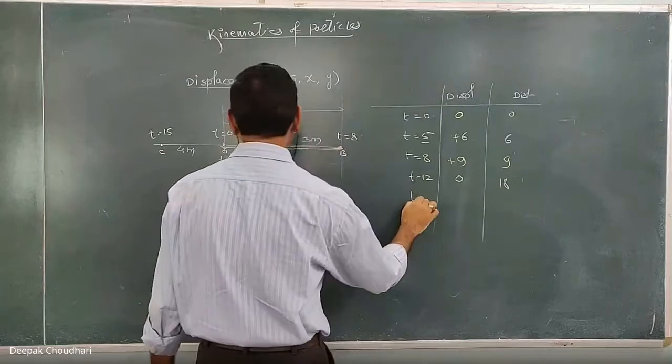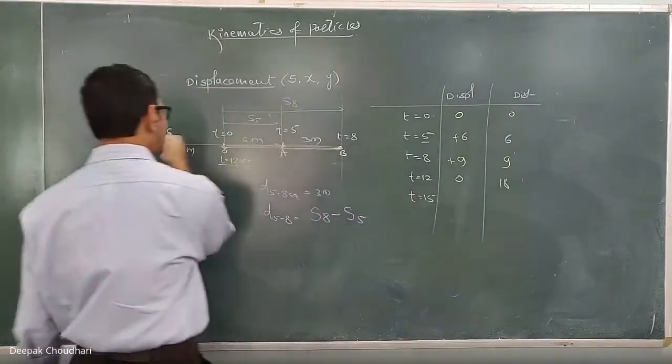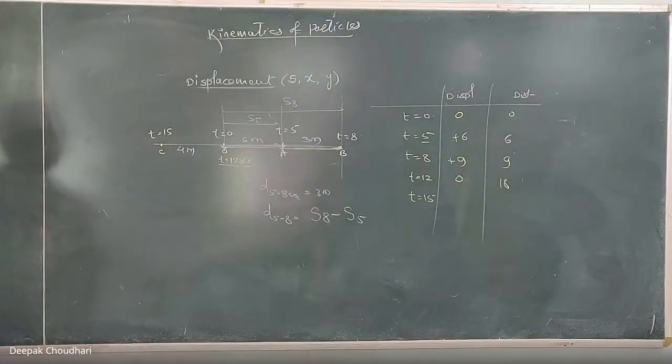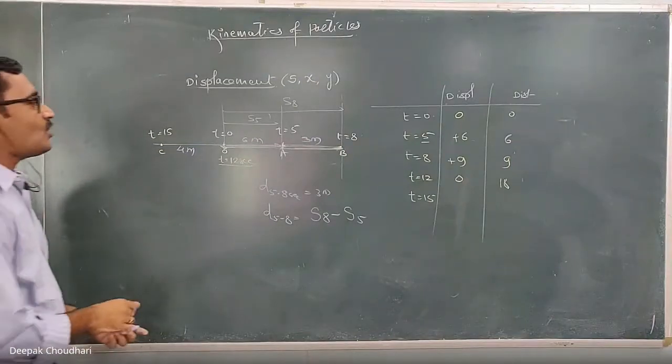Then it is the 18, total length of the path. 18 meter. Okay. Then at t equal to 15, the particle moved in the forward direction, and it is on the left side of the origin at t equal to 15. So how much is the displacement at t equal to 15? Minus 4.